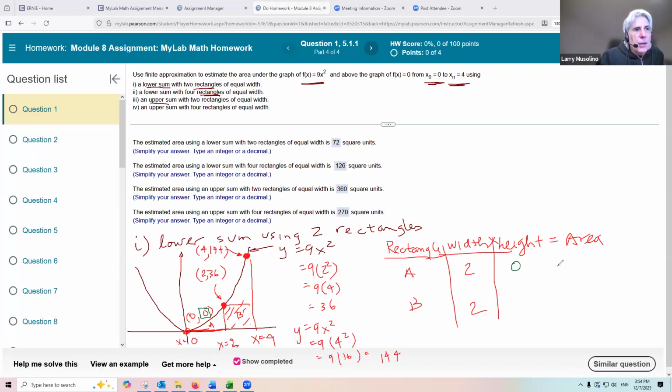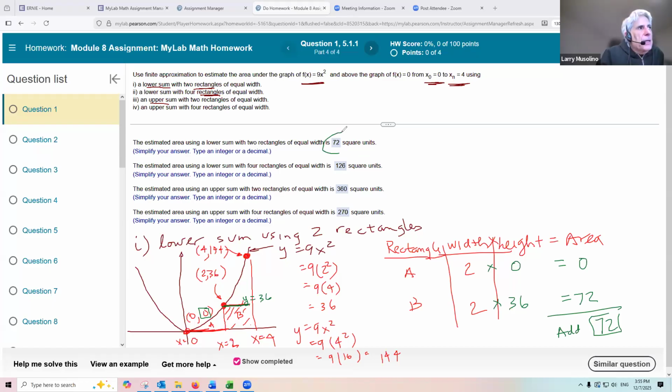So the height there is 0. 2 times 0 is 0. How about rectangle B? Well, its height is determined by this y value. This y value is 36. So for rectangle B, the width is 2, the height is 36. That's 72. Now I'm just going to add these areas together. 0 plus 72 is 72.